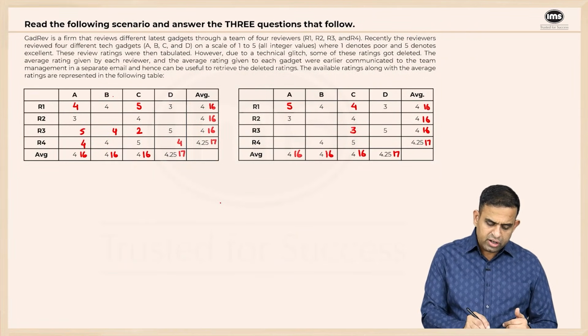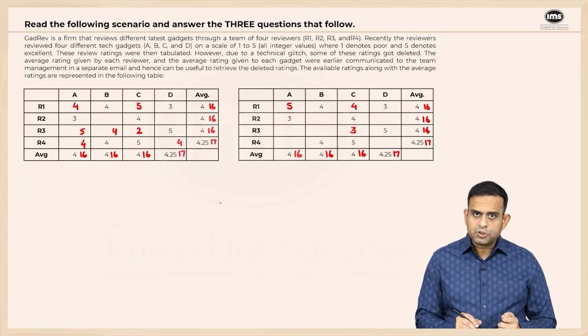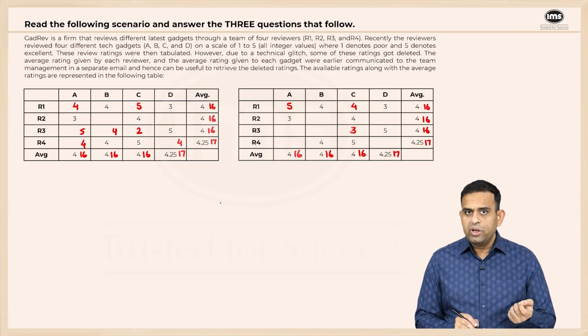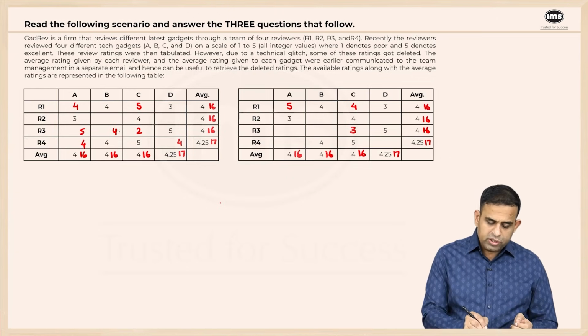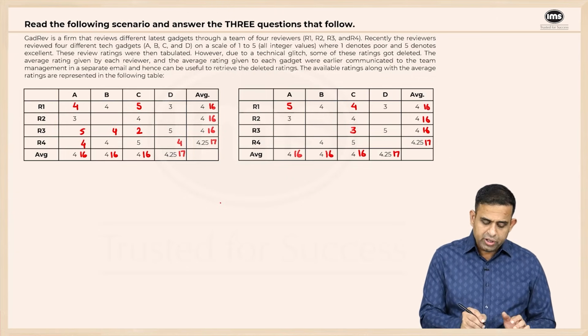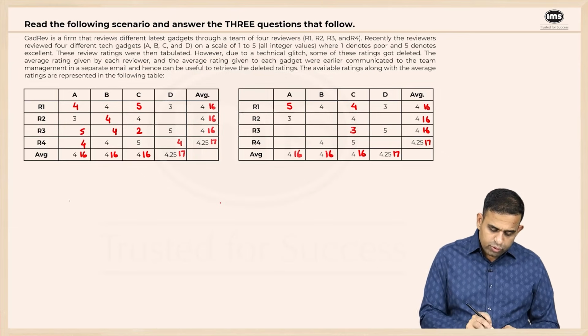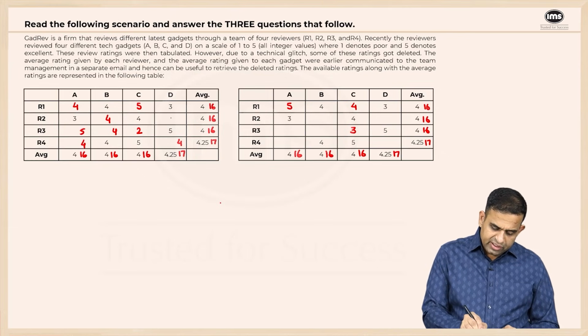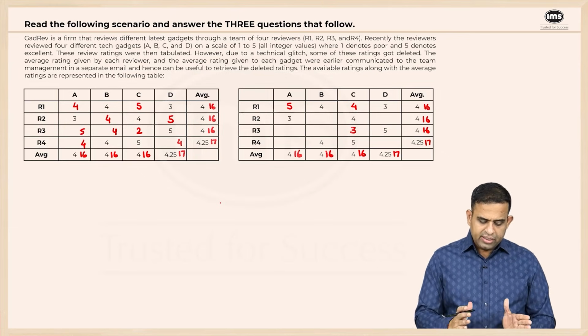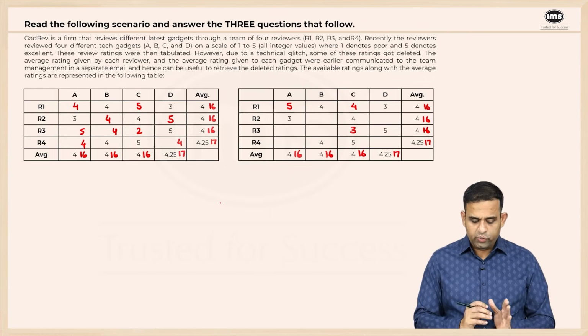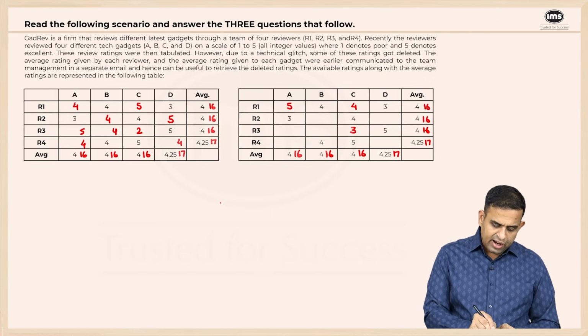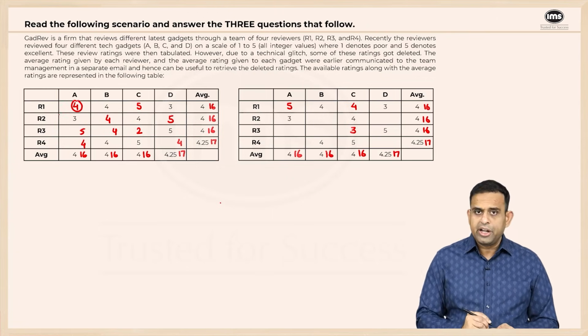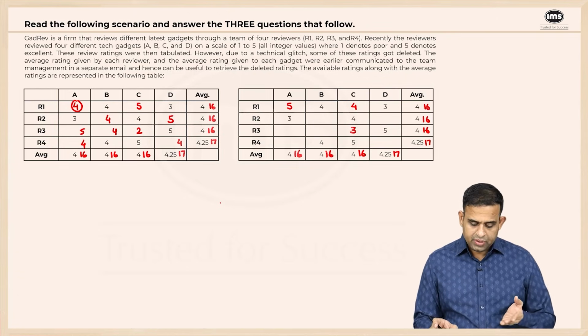So if I look at the rating received by B, the total has to be equal to 16 and only one missing value is there. So 4 plus 4 plus 4 plus 4 becomes 12. This has to be 4. This right now becomes 11. This needs to be equal to 5. And this perfectly fits in over here. So we got a unique value whenever R1 was giving a rating of 4 to gadget A.